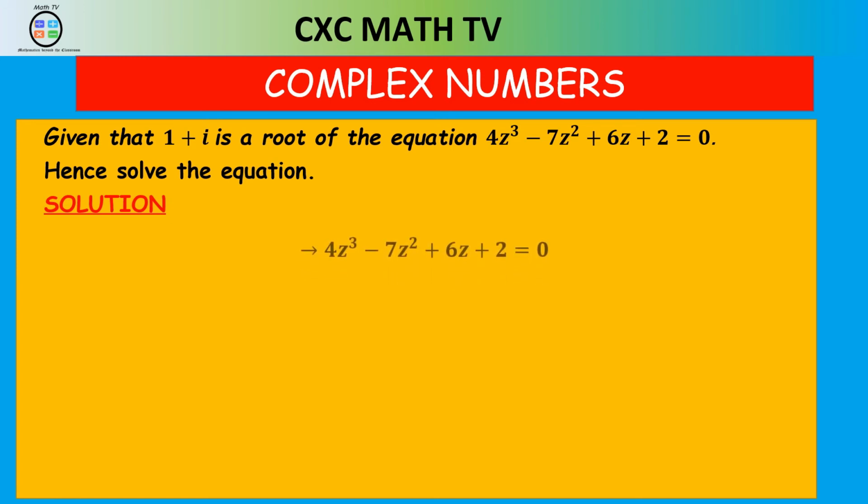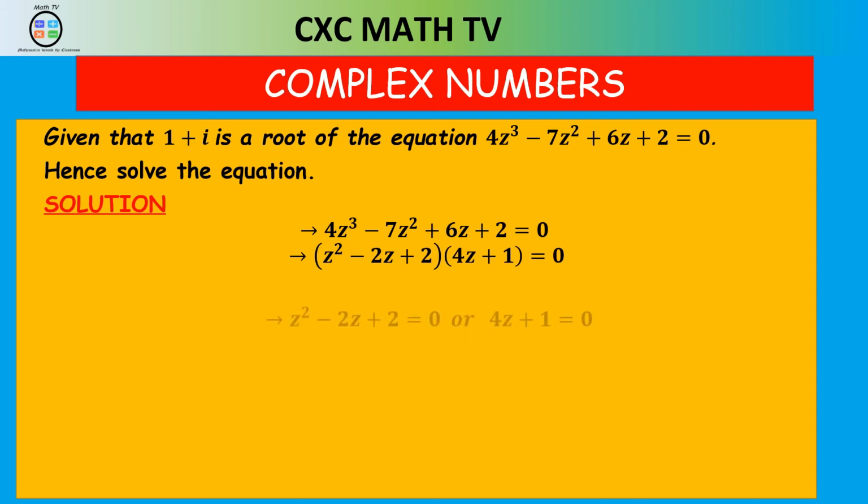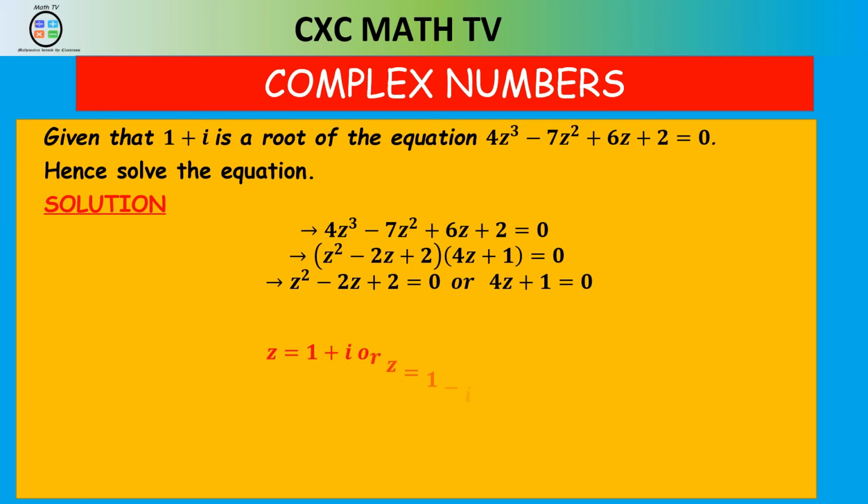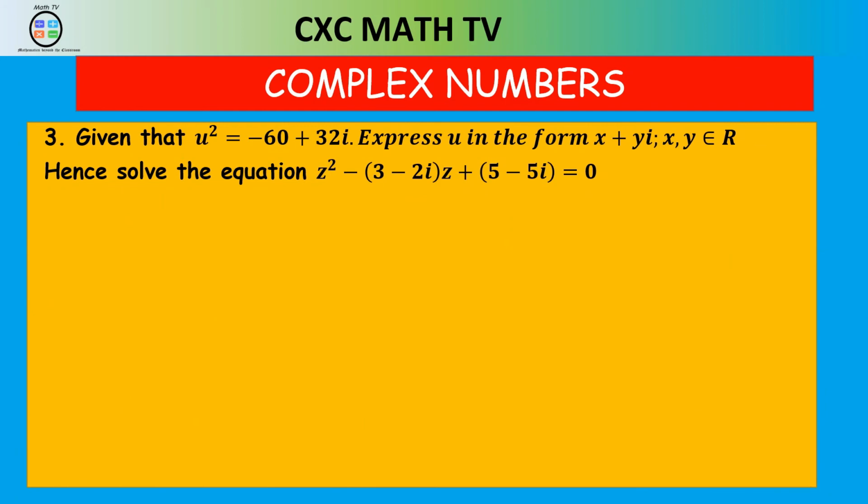And so now the quadratic part is 0 or the linear part is 0. If the quadratic part is 0, we already know the solutions to that quadratic part, which are 1 plus i or 1 minus i. And for the linear part, it is minus a quarter. So the solutions of this cubic equation are 1 plus i, 1 minus i, and z equals negative a quarter. Please note again that complex roots occur in conjugate pairs. When you're finding the roots of these equations, they occur in conjugate pairs. Let's have a look at this last one right here, which is very popular on exams.